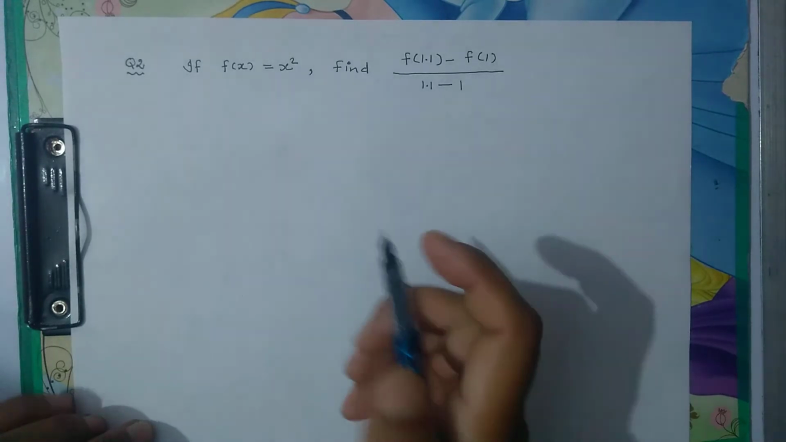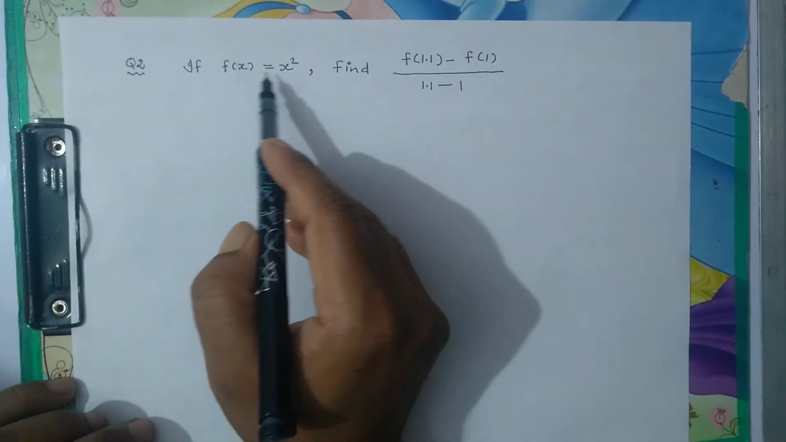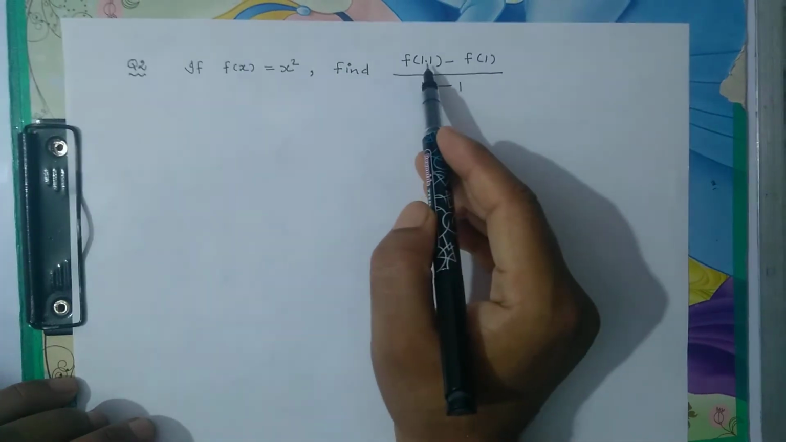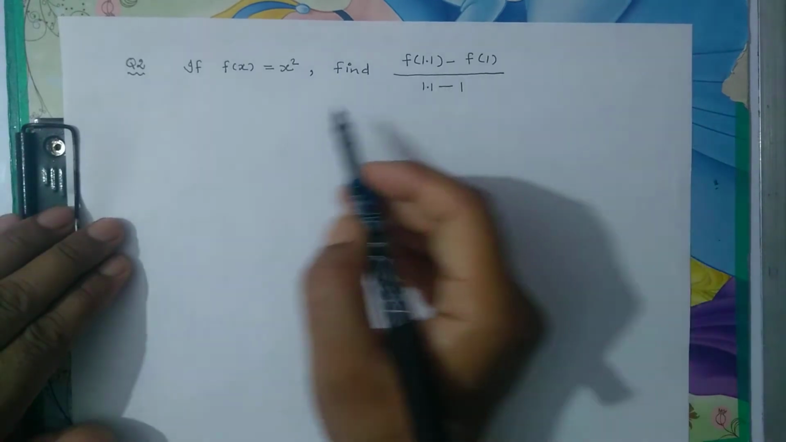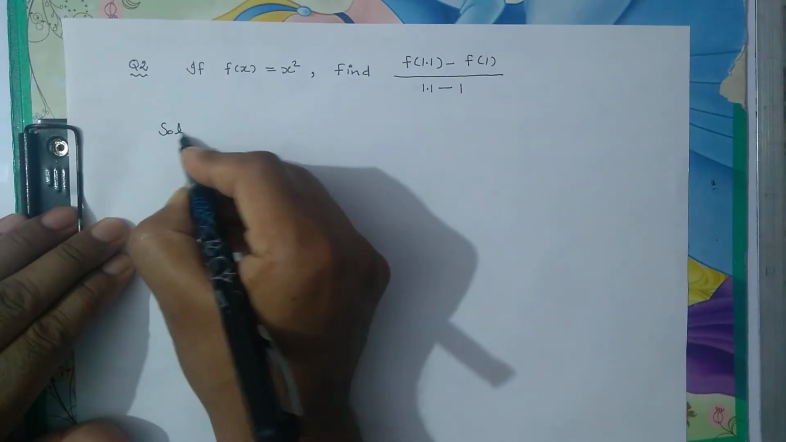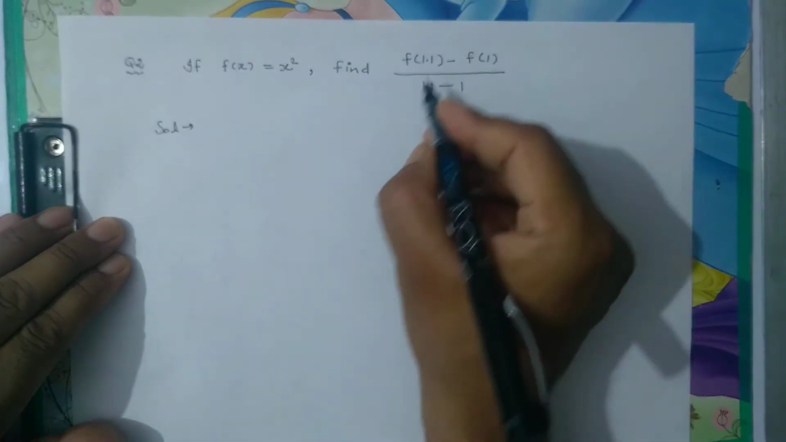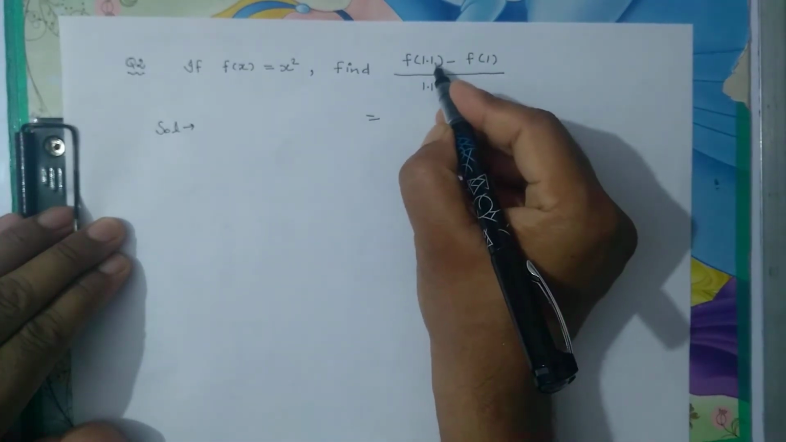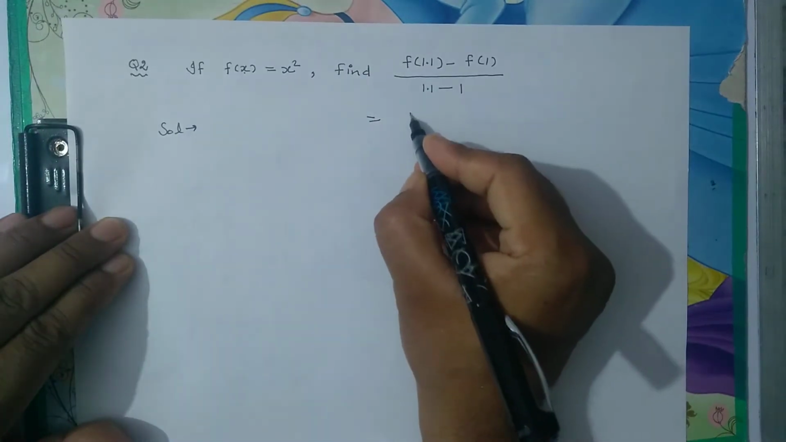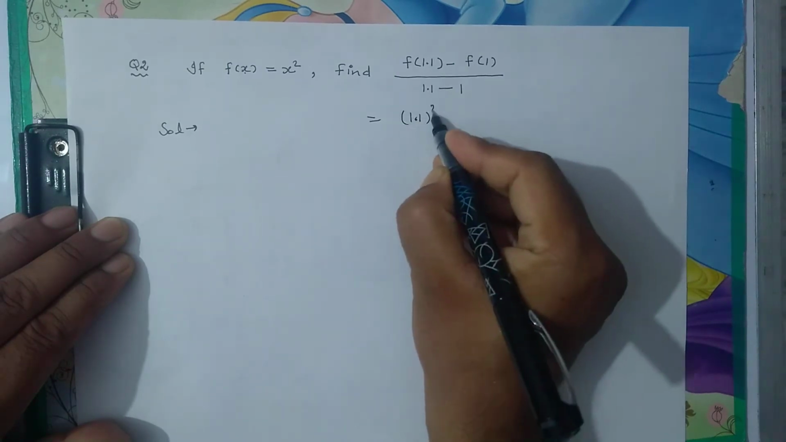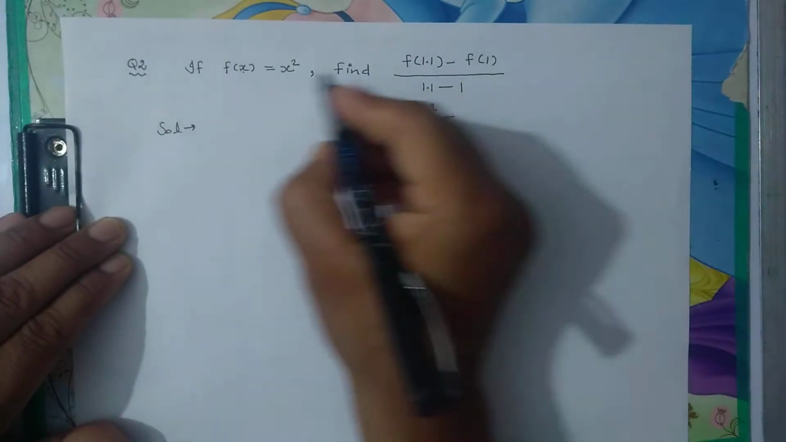Now coming to the next question, if f of x is equal to x square, find f of 1.1 minus f of 1 upon 1.1 minus 1. So here, first of all, this is equal to f of 1.1. In place of x we put 1.1. 1.1 whole square minus f of 1. In place of x we put 1. 1 whole square upon 1.1 minus 1.